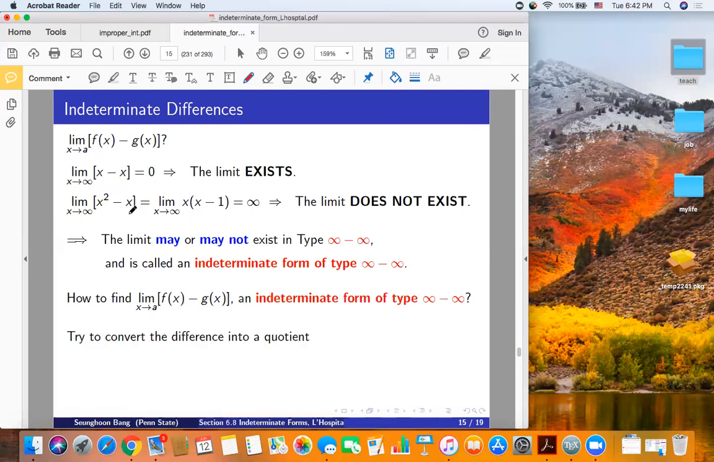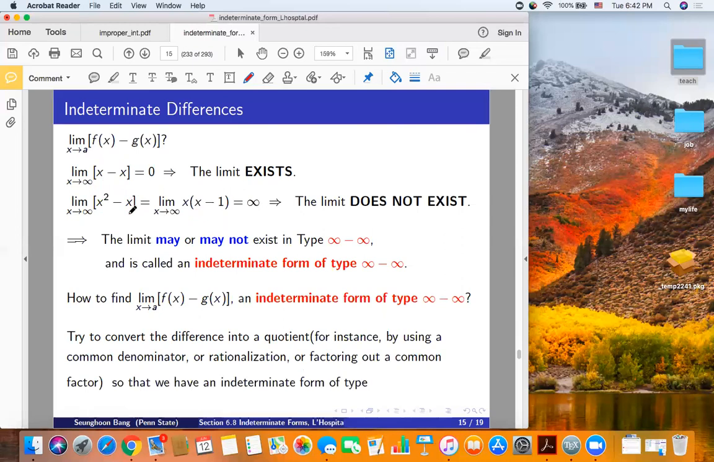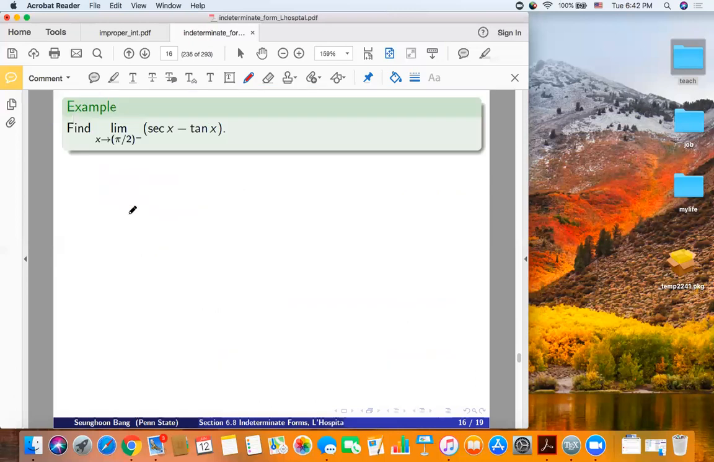How can you find it? Try to convert the difference into a quotient, for instance by using a common denominator, rationalization, or factoring out a common factor, like this. Next, you have to use L'Hopital, right? We have this kind of form, so use L'Hopital.